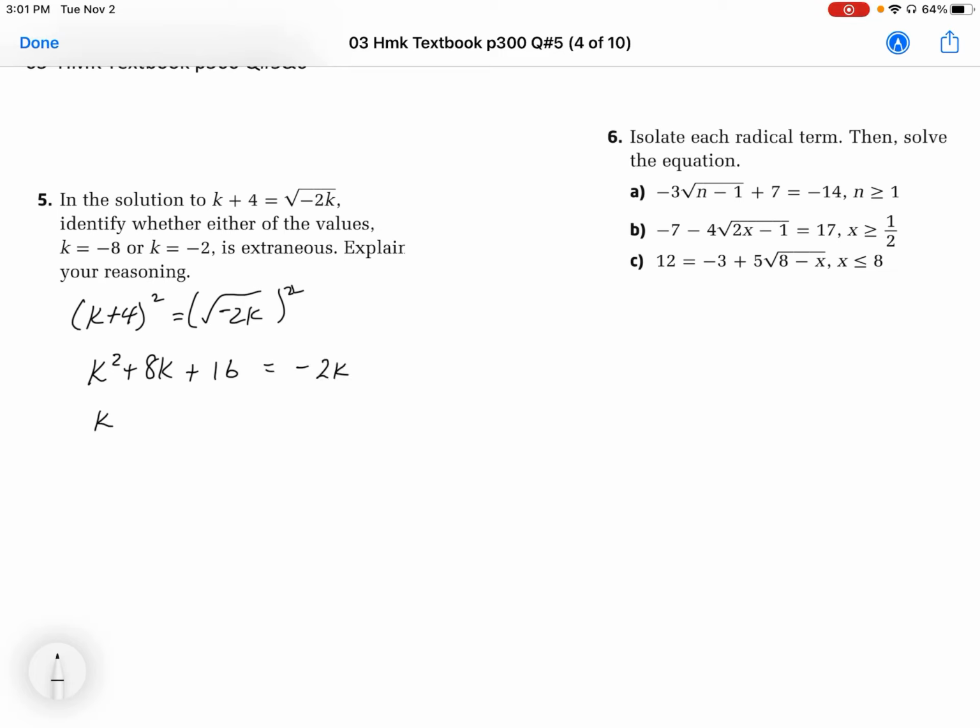Solving for this equal to 0, we get this quadratic. And this can be factored into k plus 8 times k plus 2 equals 0. And this is how we get our two solutions, k equals negative 8 and negative 2.